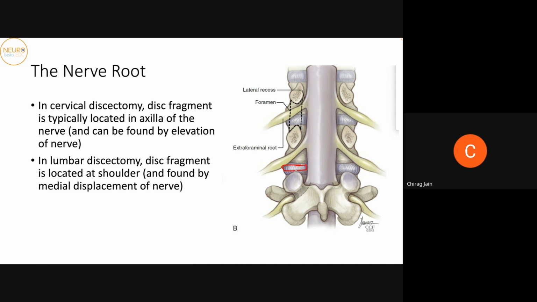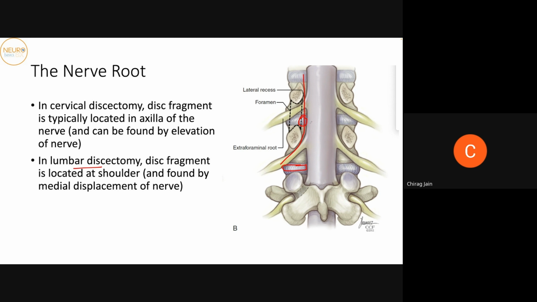Right? So what happens here is in a lumbar discectomy, the disc fragment usually, so this image is not the best to describe this because this probably is at a dorsal level. So if the nerve root was coming from a little bit higher up, for example, like this, and exiting here, the disc over here would compress this traversing root.